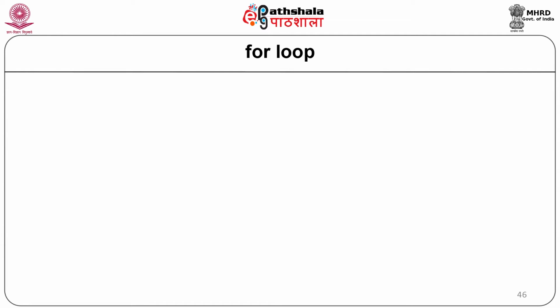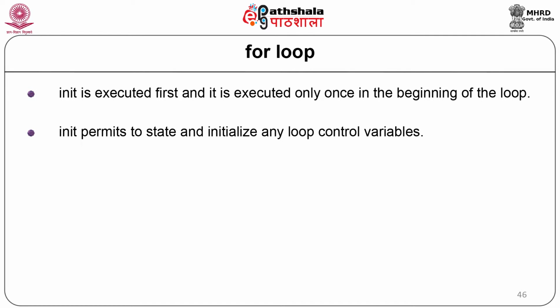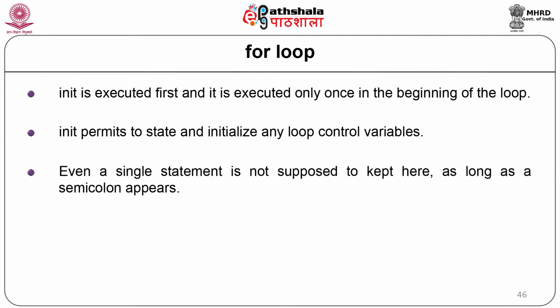Now let us understand each part of the for loop. The init step is executed first, and it is executed only once, at the beginning of the loop. This step permits you to declare and initialize any loop control variables. You are not even required to put a statement here, as long as the semicolon appears.